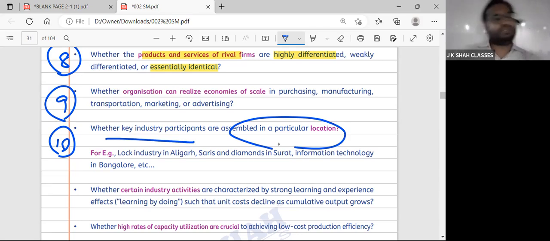We can see whether the product is identical or differentiated. Next, whether you can realize economies of scale. Number 3, you cannot write cluster in exam. Whether a particular business you want to be located in a particular location is assembled in a particular location. Cluster is for your reference, not to use it in exam.